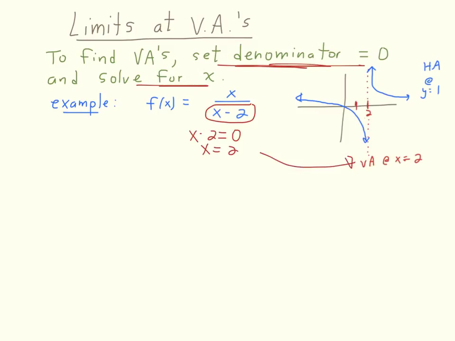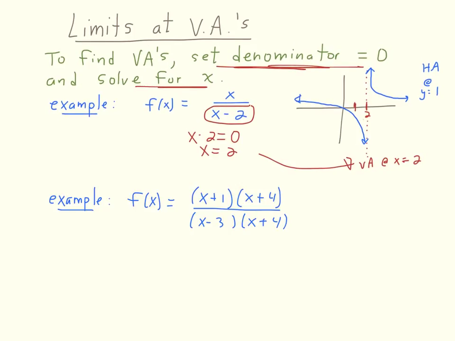If you were to take a look at the graph over here, we can see at x equals 2 we have our VA, and notice how our function is approaching it on each side, getting closer and closer. Alright, let's take a look at another example here. This time we have a function that has a little more to it.